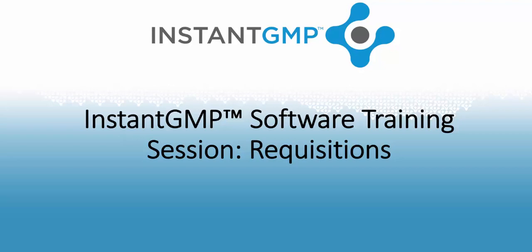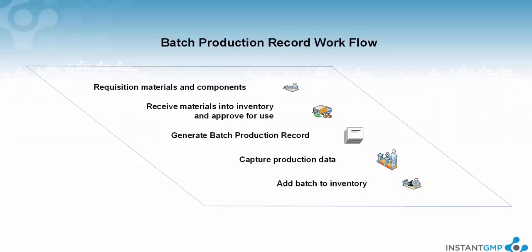In this session, we're going to issue a requisition. Now that you've finished writing your first master production record, I'll guide you through the prerequisite steps needed to get ready to manufacture using a batch production record. These steps include purchasing some materials, receiving them into inventory, updating their status, and generating a batch production record. At that point, I'll guide you through the process of actually manufacturing something.